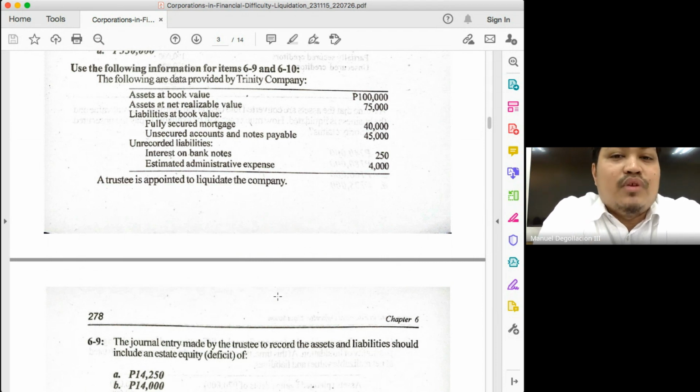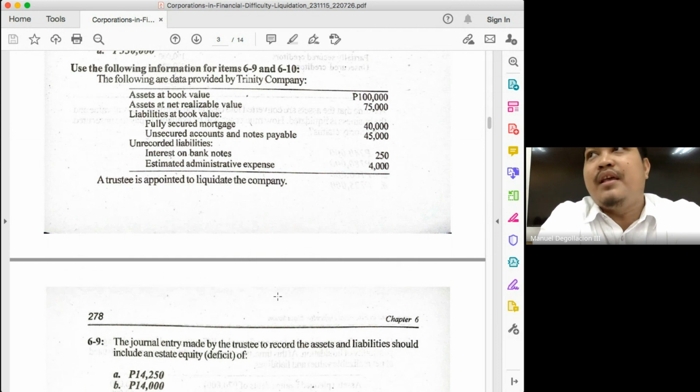Using the basic accounting equation and using the book values, your equity will stand at 15,000. I hope you're able to get the 15,000. Assets at book value of 100, liabilities at book value of 85. Okay, assets is equal to liabilities plus equity. That would mean that at book value, you will have an equity balance of 15,000. But in the course of liquidation, because again, you will have to restate your assets to their fair value, or in this case, the net realizable value.